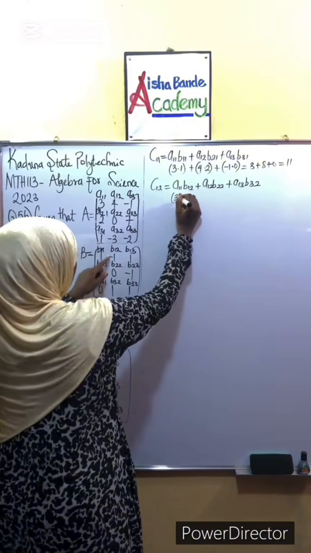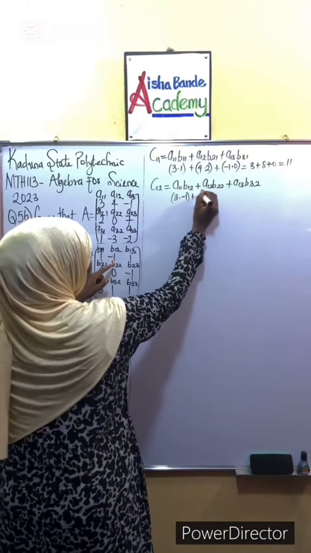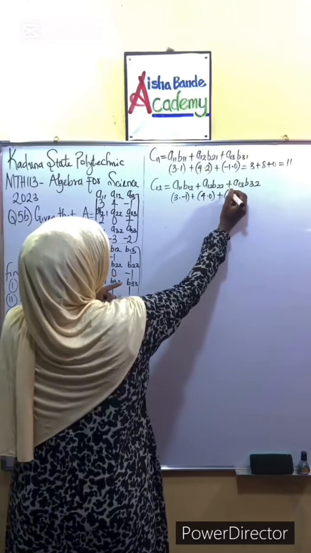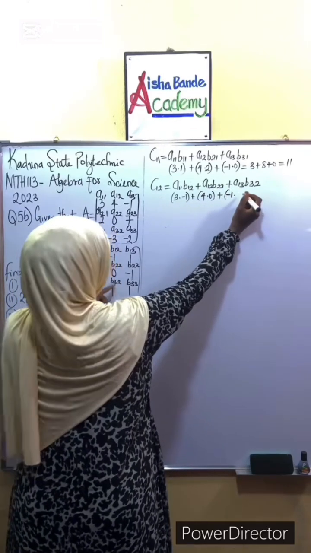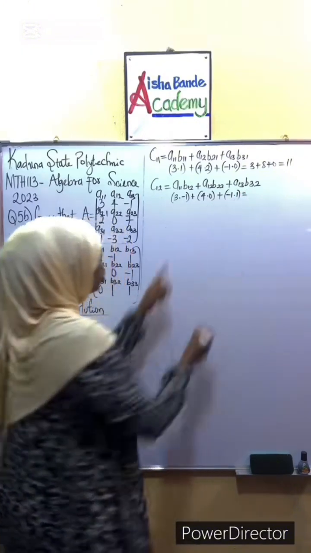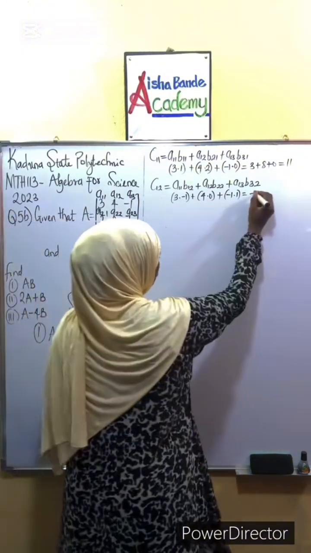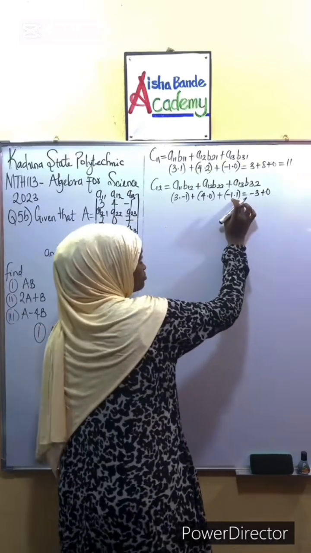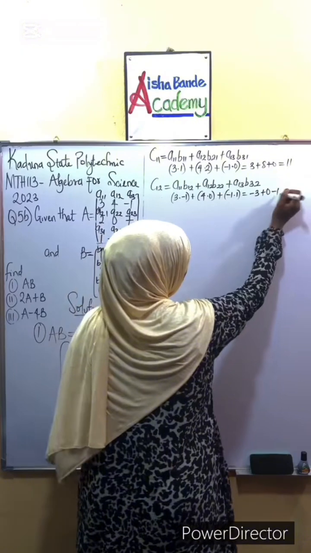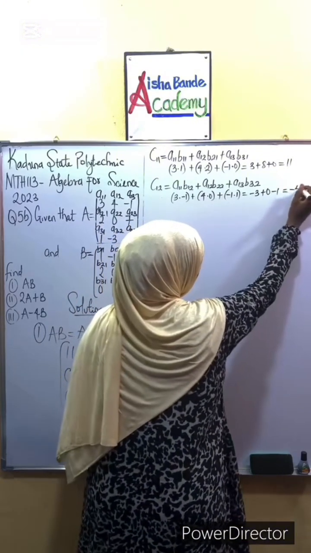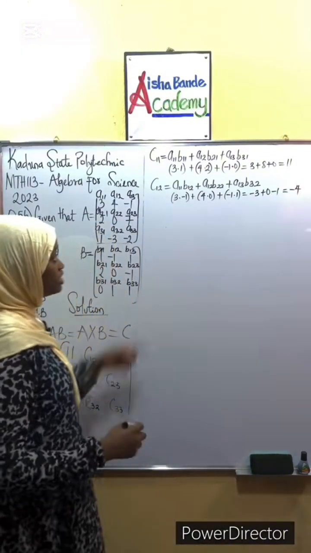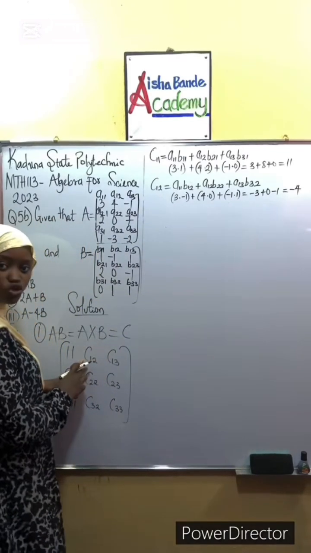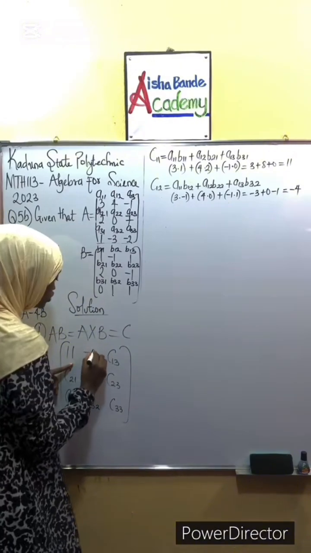A11, which is 3, multiplied by B12, minus 1, plus A12, 4, multiplied by B22, which is 0, plus A13, which is minus 1, multiplied by B32, which is 1. So let's simplify this. 3 times minus 1 gives us minus 3, plus 4 times 0 is 0, then minus 1 times 1 is minus 1. So here we have minus 3 minus 1, which gives us minus 4. So that means C12 is minus 4. So let's come here, and C12, substituting the value, is going to be minus 4.